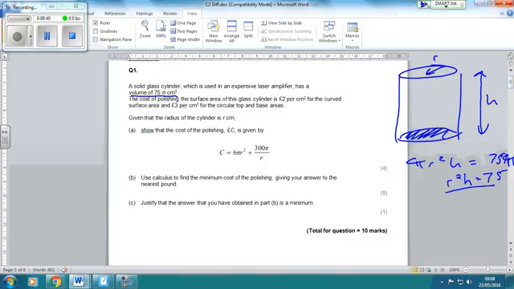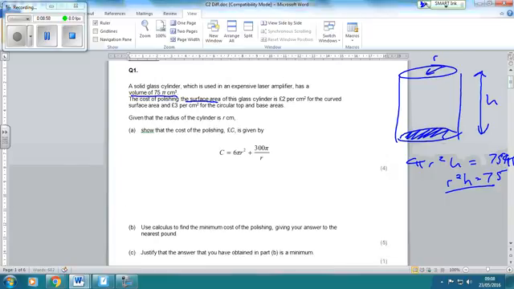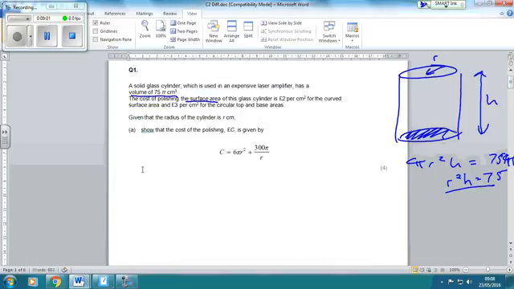And this is the cost of polishing the surface area of this glass cylinder: £2 per centimetre squared for the curved surface area and £3 for the circular top. So what we're going to do is work out the surface area first of all. If I give us some more room here, because we don't need this bit anymore. Okay, so the surface area. It's the top and bottom, which is pi r squared for the top, then we've got the bottom as well, so there's going to be 2 lots of that.